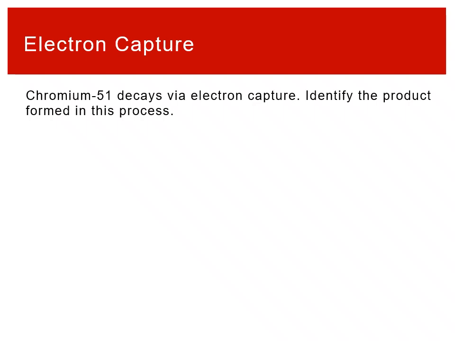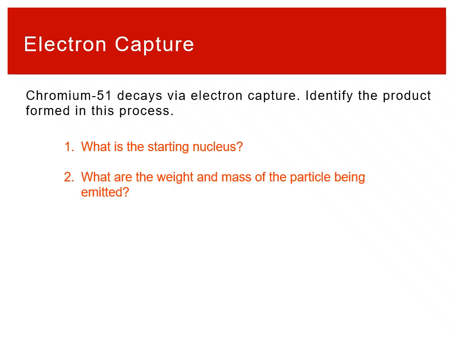Chromium-51 decays via electron capture. Identify the product formed in this process. Okay, so still do the same idea. We're doing decay via electron capture. What's the starting nucleus? It's chromium-51. What are the mass and atomic number of the particle being emitted? That's what we normally ask.